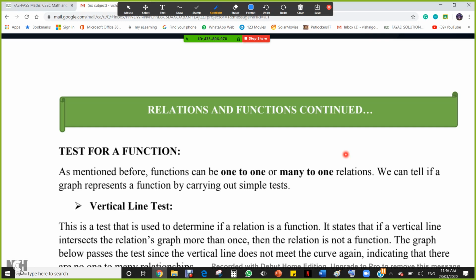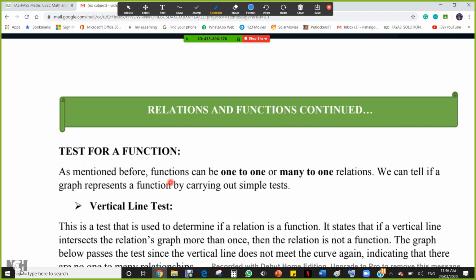There is one more handout I have to give you all on relations and functions, but I didn't type it out as yet. As soon as I'm finished typing it out, I will do it in class with you all, and I will type it up and send it to you after. I didn't get a chance to finish typing it as yet because these things take a lot of time to do. So testing for a function.